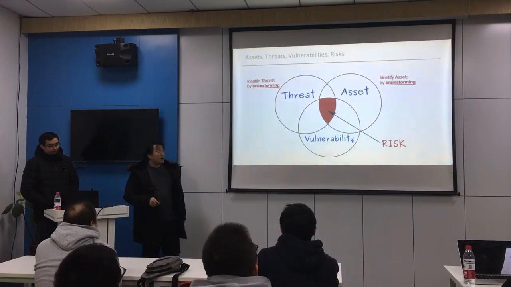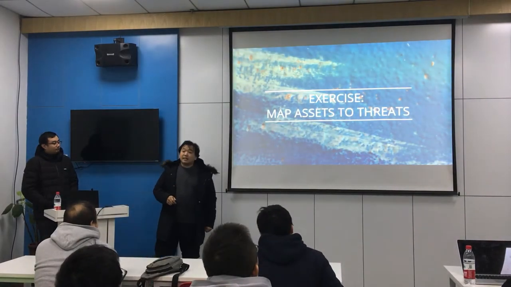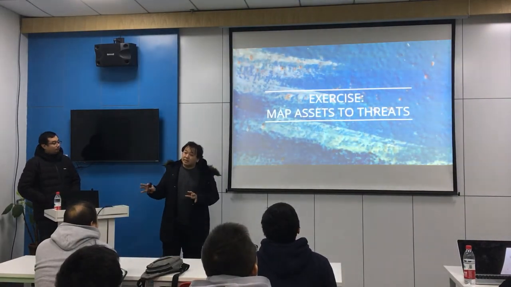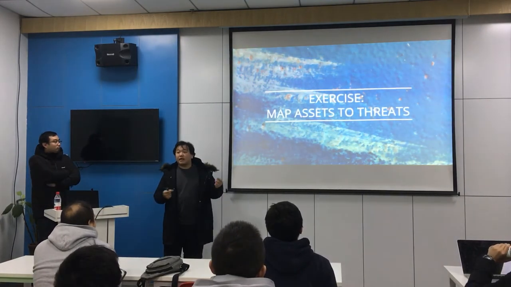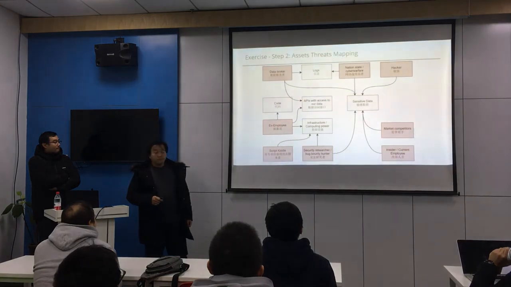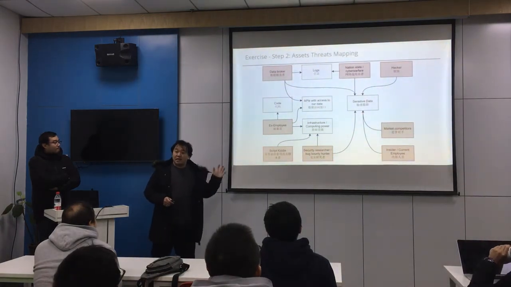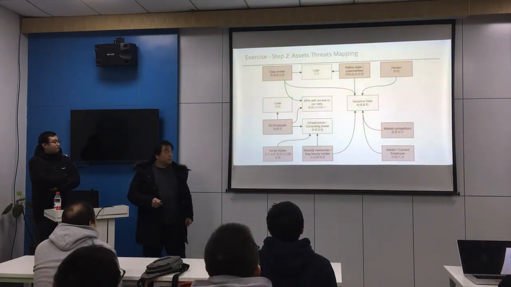So what is the asset threat mapping? This exercise is, once you have all the assets and all the threats that you've brainstormed, you now do the exercise of connecting them together. So you come up with this map. This is your first threat model.